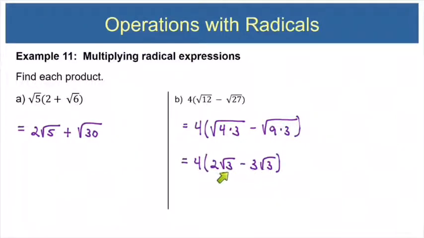Now at this point, we could go ahead and combine these two terms inside the parentheses, but let's go ahead and distribute the 4. So 4 times 2 square root of 3 is going to be 8 square root of 3, and 4 times 3 square root of 3 is going to be 12 square root of 3. So now we have 8 square root of 3 minus 12 square root of 3. Of course, the radicals are the same, and all we have to do is add the coefficients. So 8 minus 12 is negative 4, and we end up with negative 4 square root of 3.